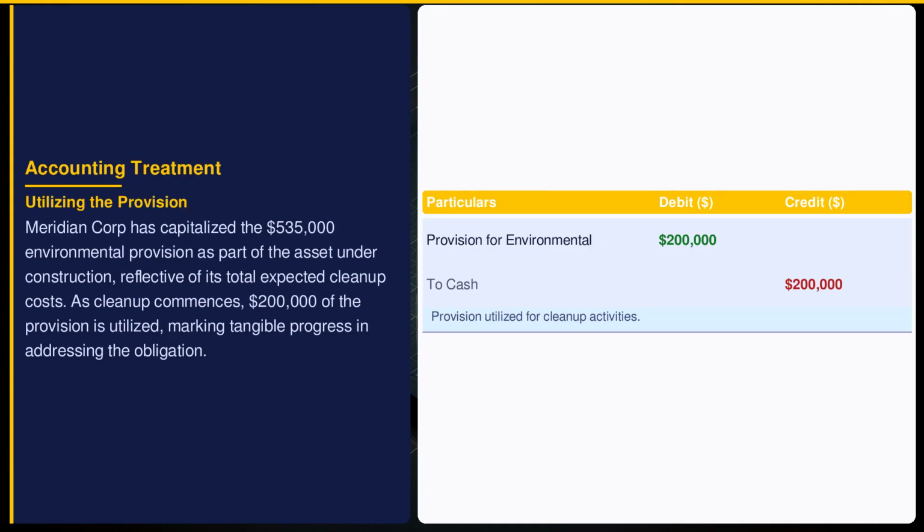resources. Utilizing the provision for cleanup activities results in a decrease in both the provision and cash accounts. Under Indian Accounting Standard 37, this entry reduces the liability as actual expenses are incurred, reflecting the transition from obligation to action. This entry not only impacts cash flows, but also marks a significant step in fulfilling environmental responsibilities.